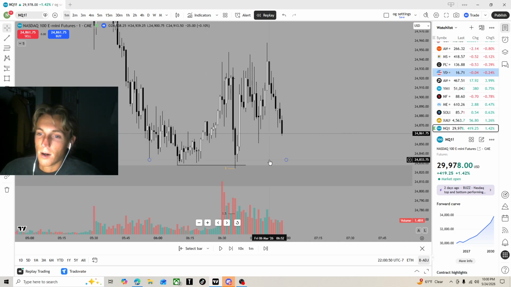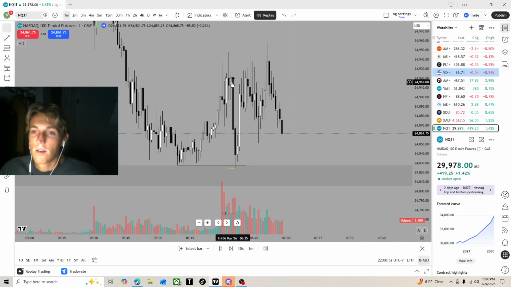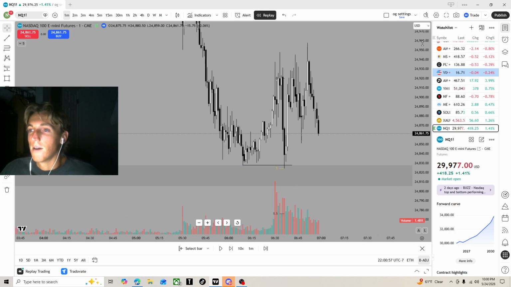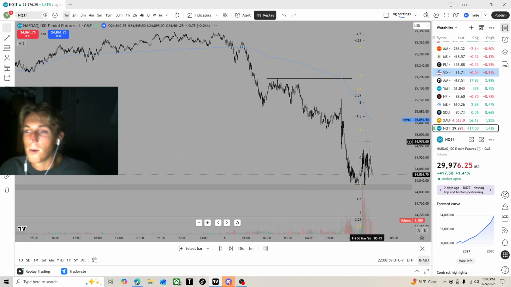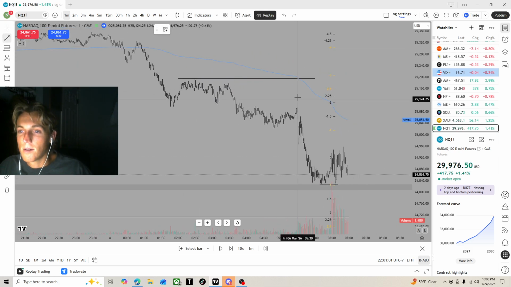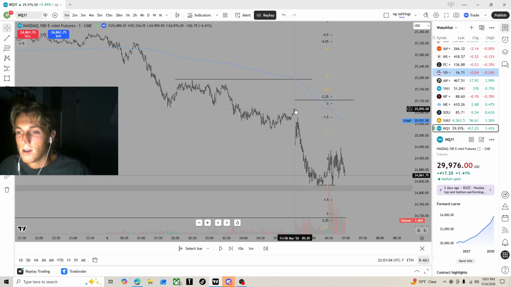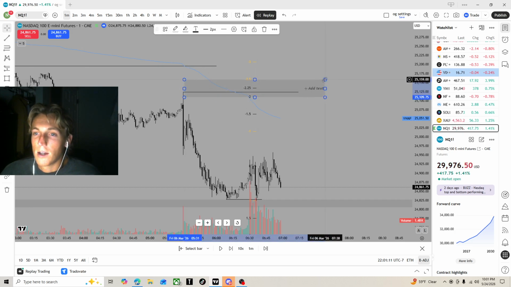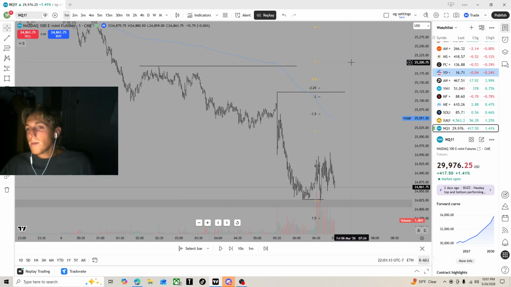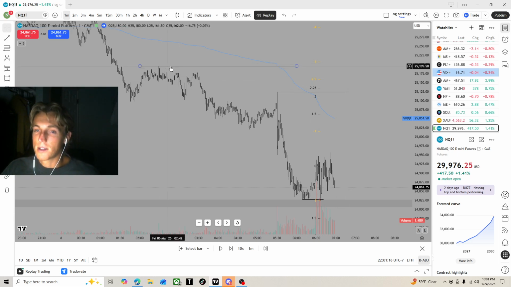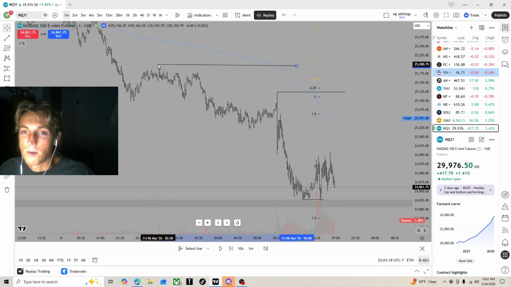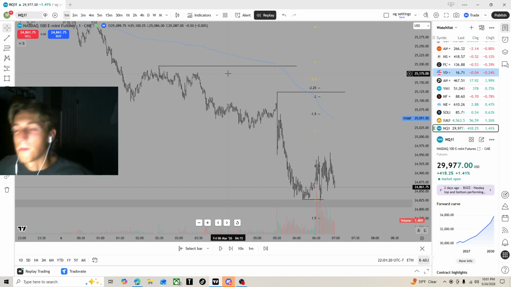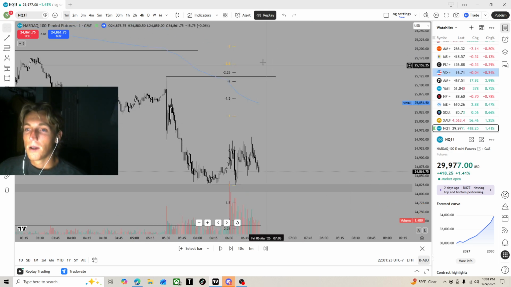What can we do? Mark out our manipulation leg from a wick low to the body high of the highest wick of the manipulation leg. And what do we see? We have this high right here, which is a data high, news high, CPI high, whatever you want to call it. You can see that we have the 2 deviation lined up right at that high as well. And then we have 3 deviations right above this high, which would be the top of the low resistance liquidity because it didn't sweep anything. So we're going to be targeting higher.